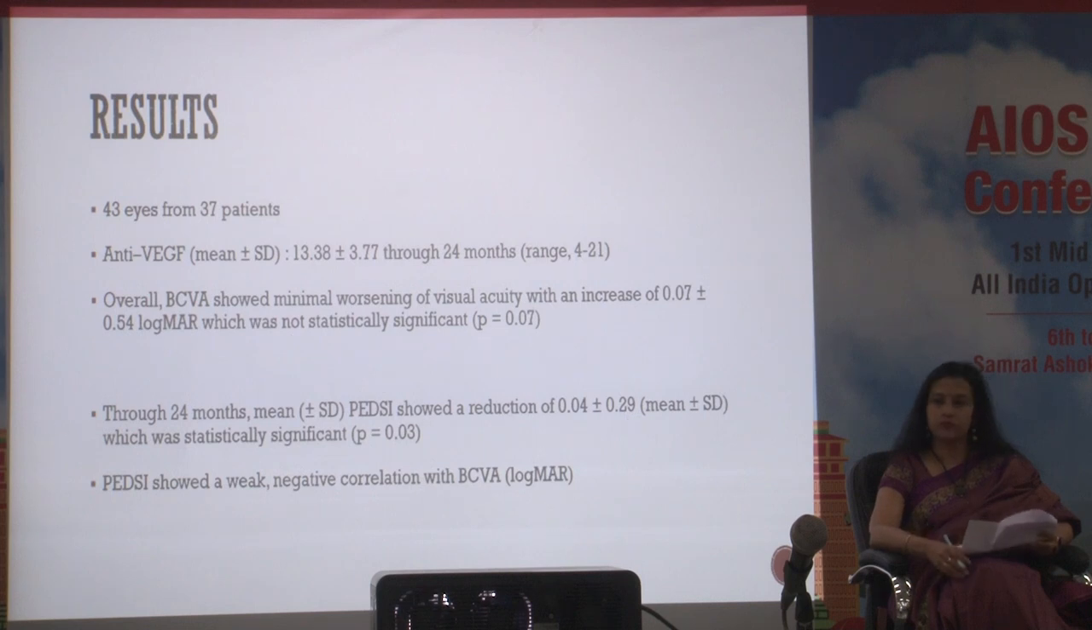So on results, we analyzed a total of 43 eyes. The patients received a mean of 13 injections over the period of 24 months. The BCVA showed a slight worsening over 24 months, that is there was an increase in the logMAR by 0.07. Through 24 months, what we noted that the PEDSI also showed a reduction of 0.04, which was statistically significant. PEDSI therefore showed a weak negative correlation with the BCVA in logMAR units.